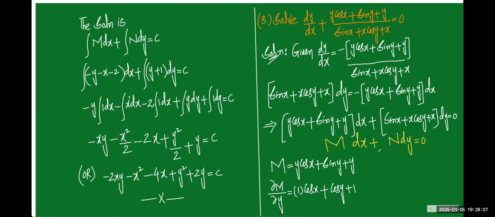Yes, sir. So now the N value: sin x cos x plus x plus cos x y cos y plus x. Now let me check dou N by dou x, differentiating partially with respect to x. The derivative of sin x is cos x, plus x with respect to x is 1, and cos y is a constant, plus x with respect to x is 1. Now if you notice, it is cos x cos y plus 1, cos x cos y plus 1.